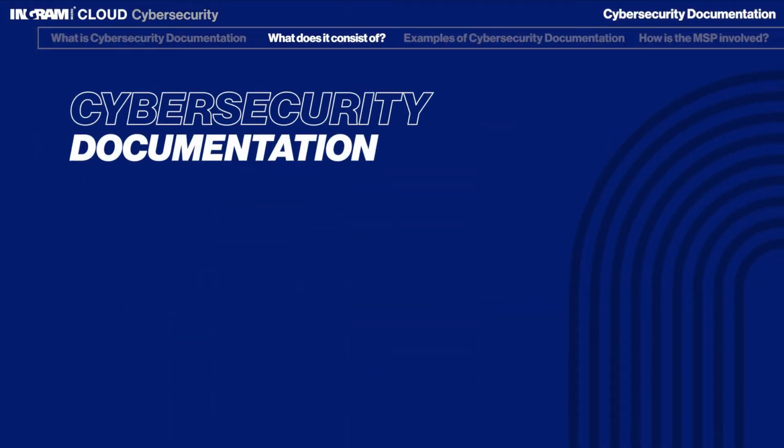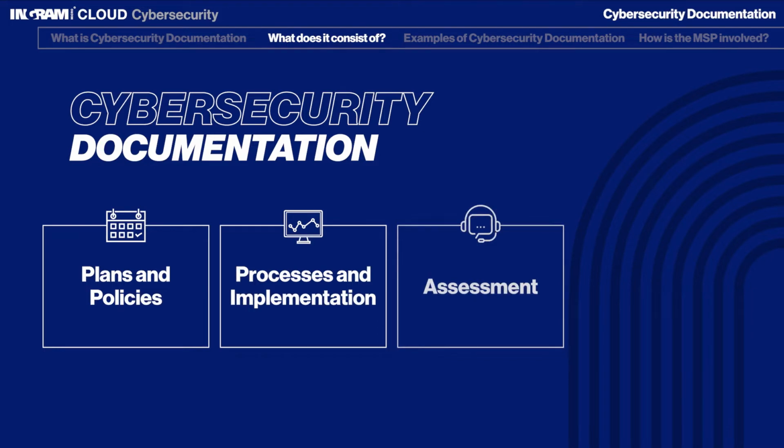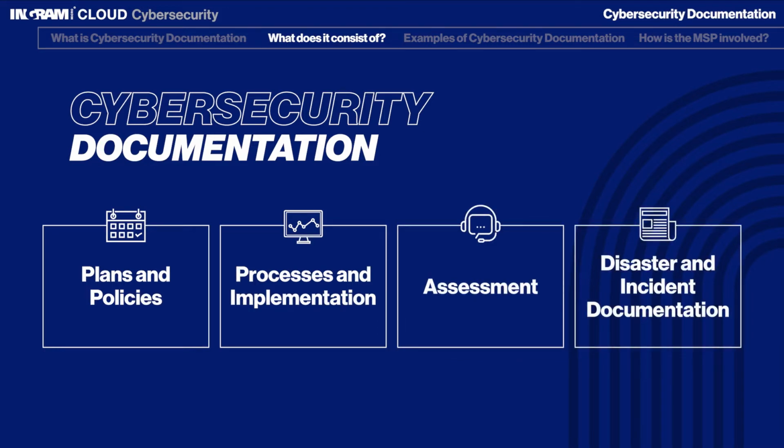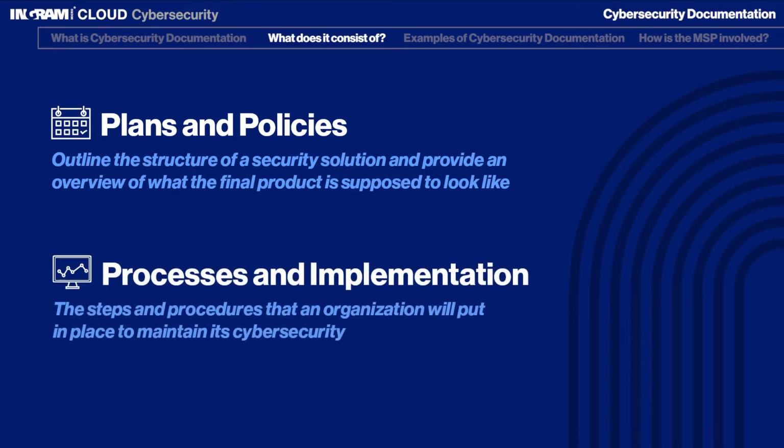Good cybersecurity documentation can be divided into 4 categories: plans and policies, processes and implementation, assessment, and disaster and incident documentation. Plans and policies outline the structure of a security solution and provide an overview of what the final product is supposed to look like. Processes and implementation are the steps and procedures that an organization will put in place to maintain its cybersecurity. This includes defining the various solutions required, from software to hardware, and the personnel responsible for them.